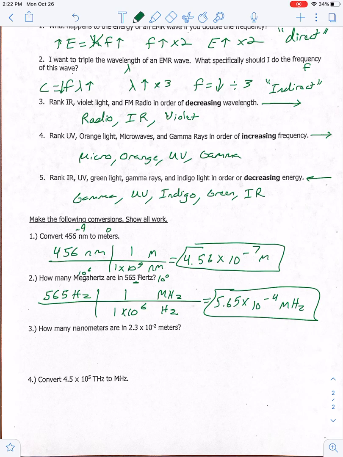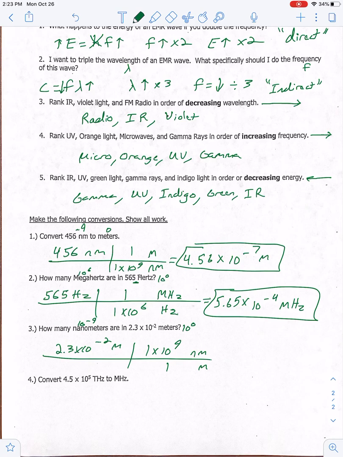nanometers are in 2.3 times 10 to the negative 2 meters? So 2.3 times 10 to the negative 2 meters. First thing I'm going to do is put meters on bottom. That means nanometers has to go on top. First I need to look at my metric scale. Meters is a base, so that's 10 to the 0. Nanometers is 10 to the negative 9. So you definitely see that meters is the biggest, so I'm going to put 1 on bottom with meters. Then I would count from 0 to negative 9, which would be 9. So this would be 1 times 10 to the 9th up top.